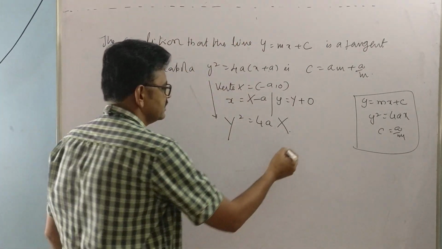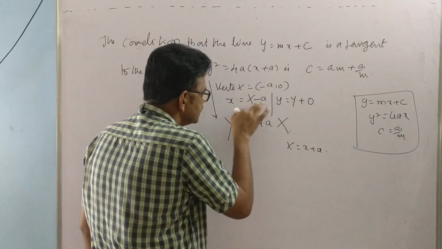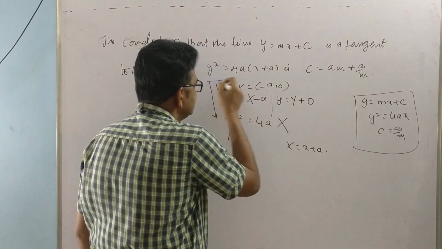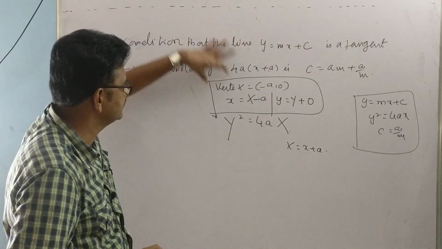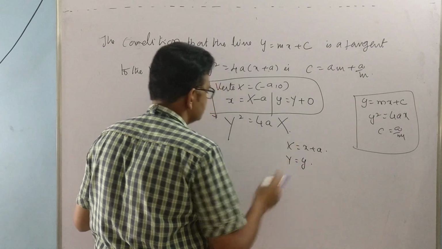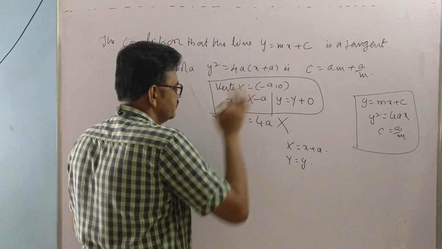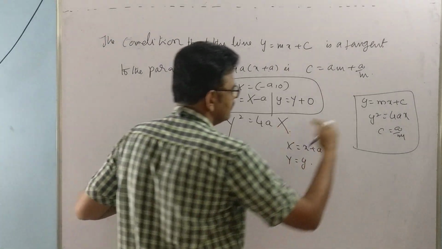What is capital X equal to? X plus a. So this is treated as y square equal to 4x, where capital Y is nothing but y. So this is y square equal to 4x. At the same time, we can convert the line also.